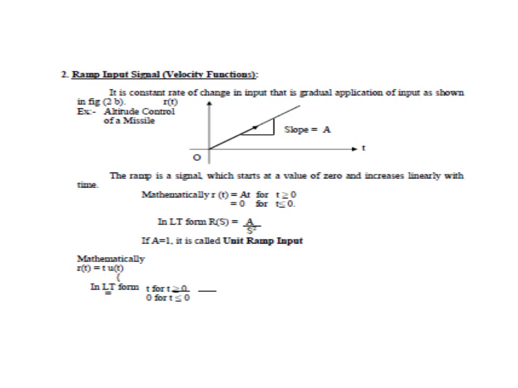Then the next signal is the ramp input. Ramp input is also called a velocity function. This is a 45 degree line drawn between the x and y axes, and mathematically r(t) equal to At for t greater than or equal to 0, and it is equal to 0 for t less than 0, and the Laplace transform R(s) equal to A by s square. Then if A equal to 1, it is called a unit ramp input. I already explained this. Okay.